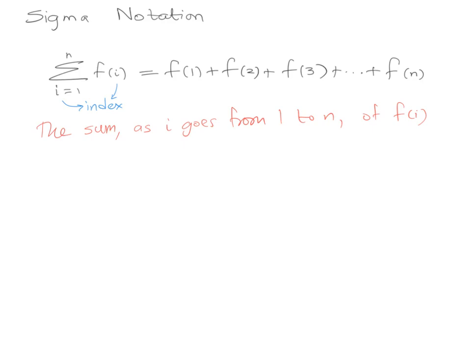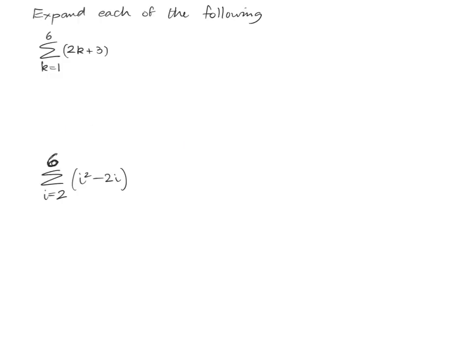So I think this is best understood with examples. Let's just do a couple of examples. All right, so let's look at these two examples here. First of all, let me read this. The first one says the sum as k goes from 1 to 6 of 2k plus 3. So what that means is I'm going to plug in k equals 1, calculate what this is, then plug in k equals 2, calculate what this is, plug in k equals 3, etc., all the way to k equals 6, and then add all those answers up.